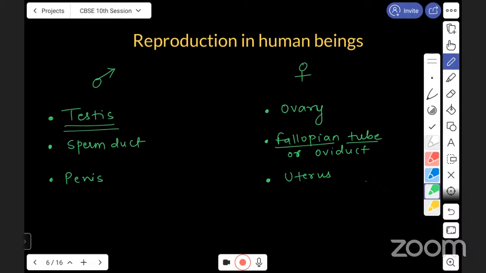Apart from this, placenta also releases certain hormones like progesterone, which maintains the thick lining of the uterus. So these are all the important points of the How Do Organisms Reproduce chapter.